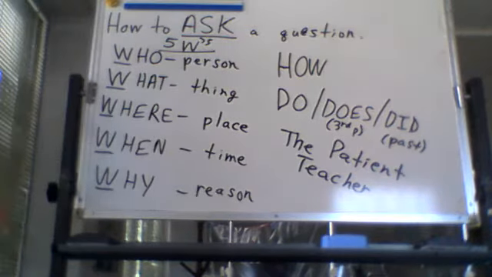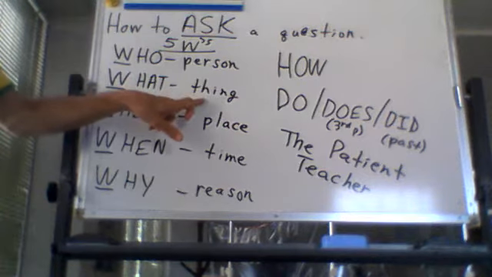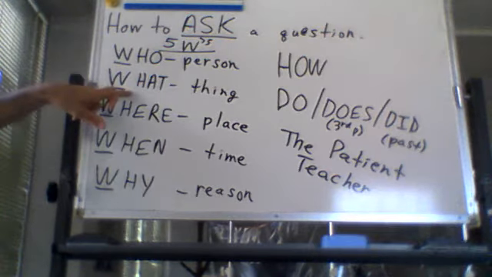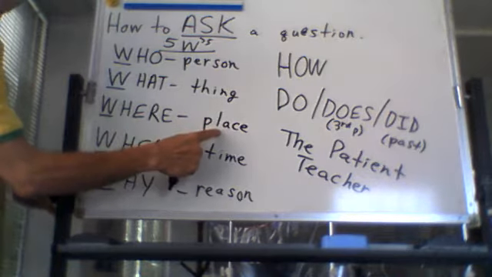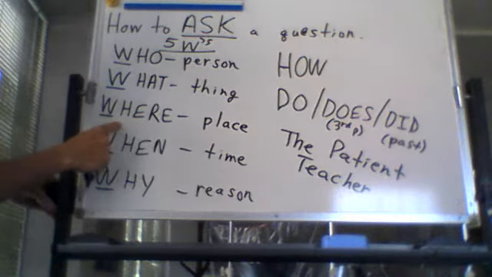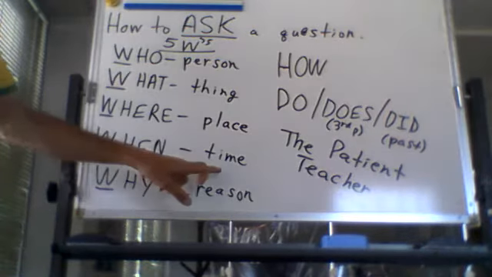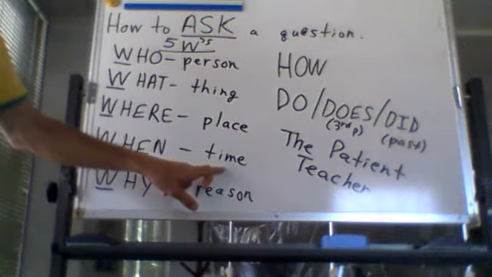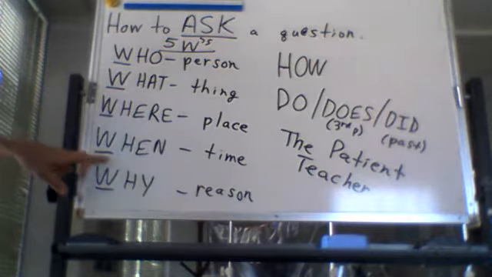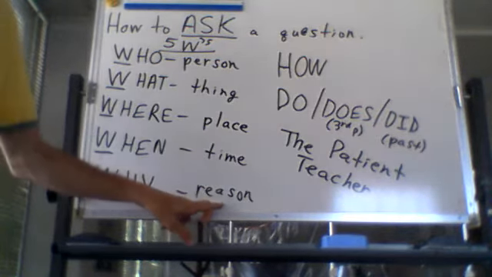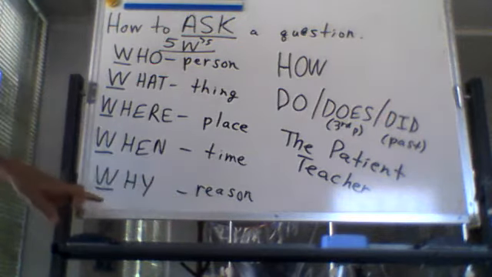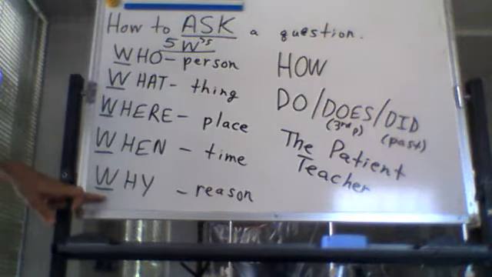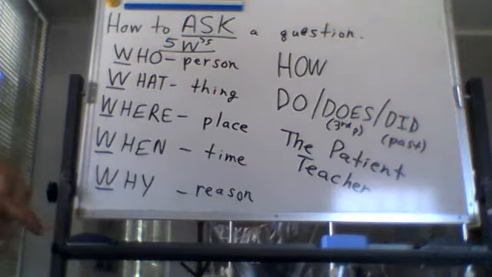Okay? If you're asking a question about a thing, you're going to use what. If you're asking a question about a place, you're going to use where. If you're going to ask a question about something to do with time, you're going to use when. And if you want to know something about the reason, you're going to use why. Okay? So we'll have examples in a minute of questions.